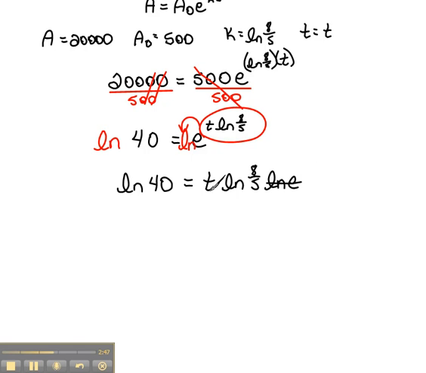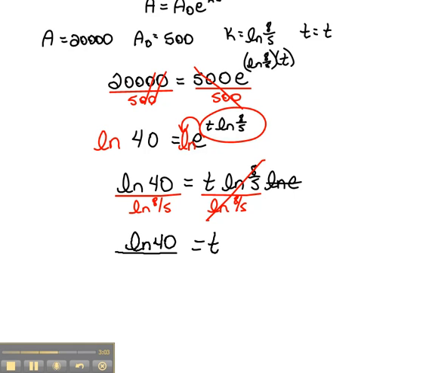To get t alone, we can divide both sides by what we don't want. So let's divide both sides by the natural log of 8/5. That will cancel it out. And so now we'll have t equals the natural log of 40 divided by the natural log of 8/5.